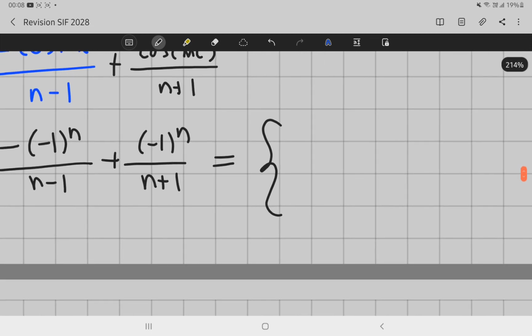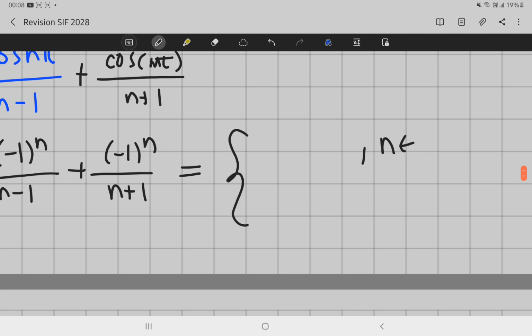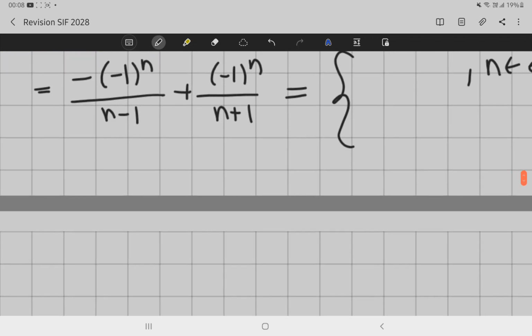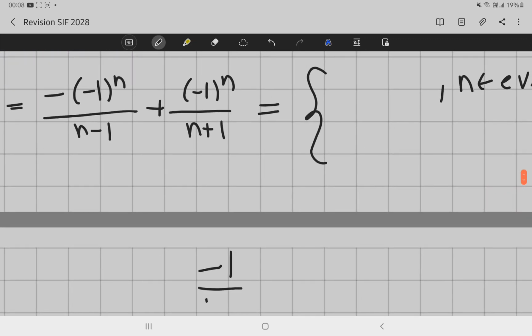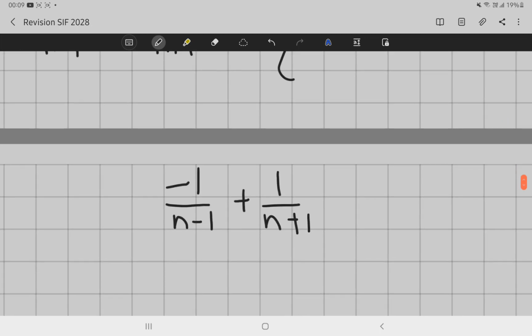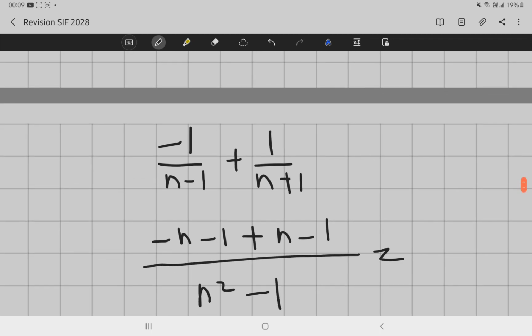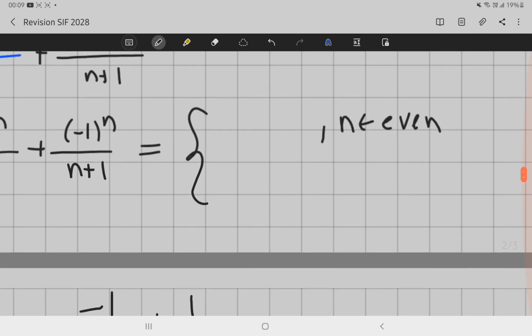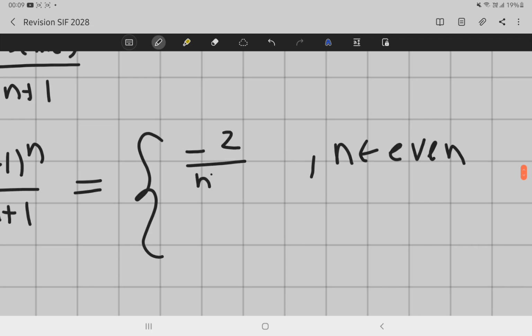So if n is odd, first even, we try even, which is, if even, then we have minus 1 over n minus 1 plus 1 over n plus 1, like that. So we'll have n plus minus n minus 1 plus n minus 1 over n square minus 1, which is minus 2 over n square minus 1.